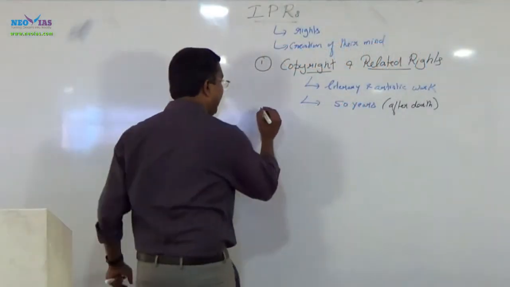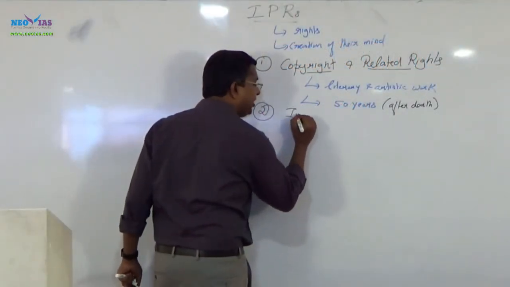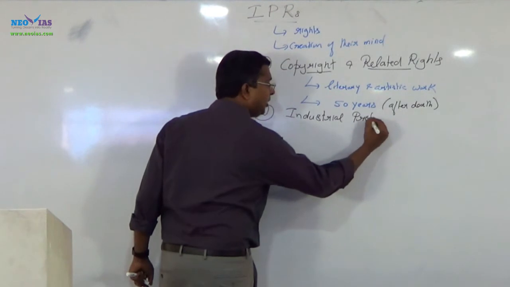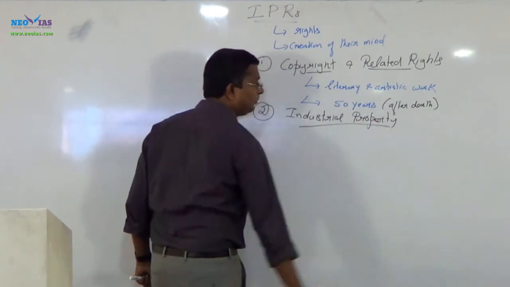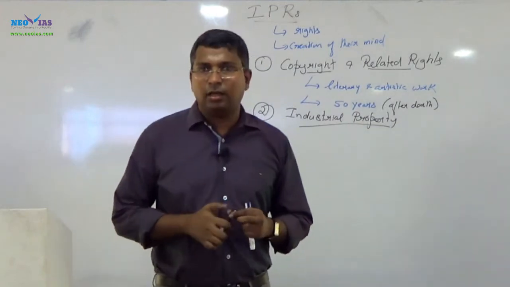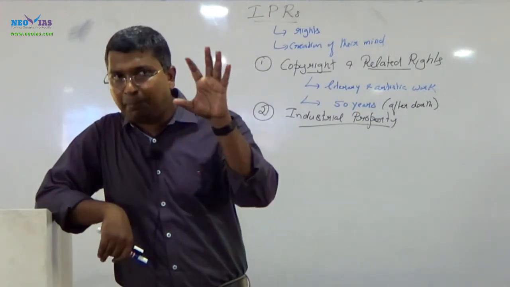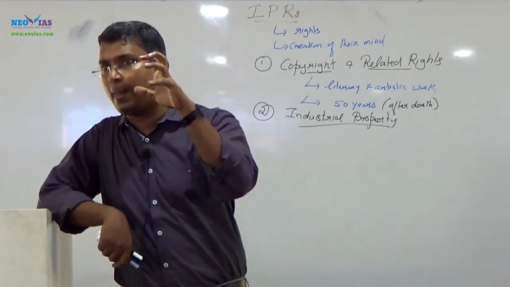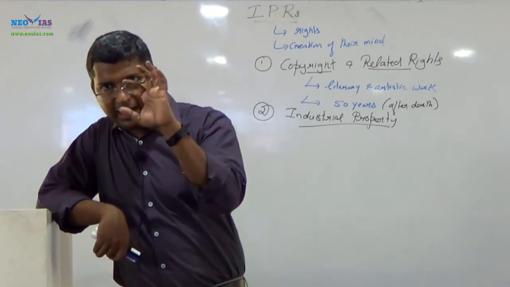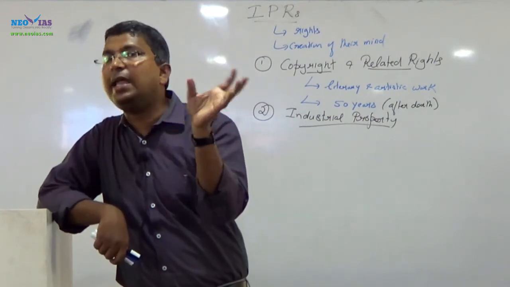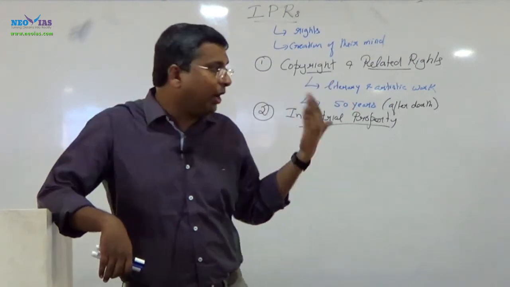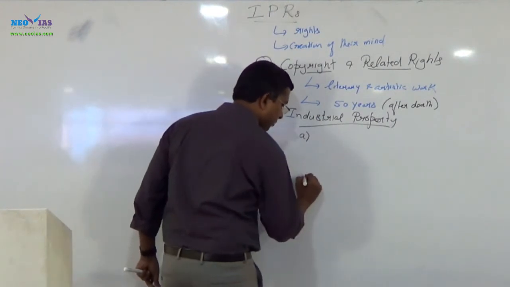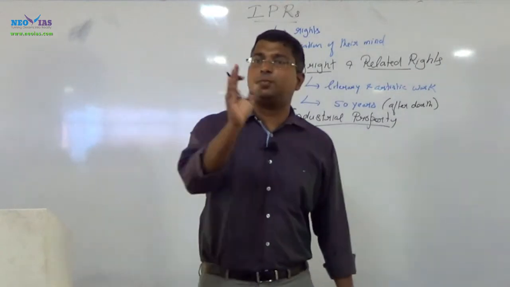Second classification, we can classify under industrial property. Basically this will have some application related with industry. It's again intellectual property, but somewhere it will be having some use in industrial purposes. Now under industrial property, again we can categorize into two.